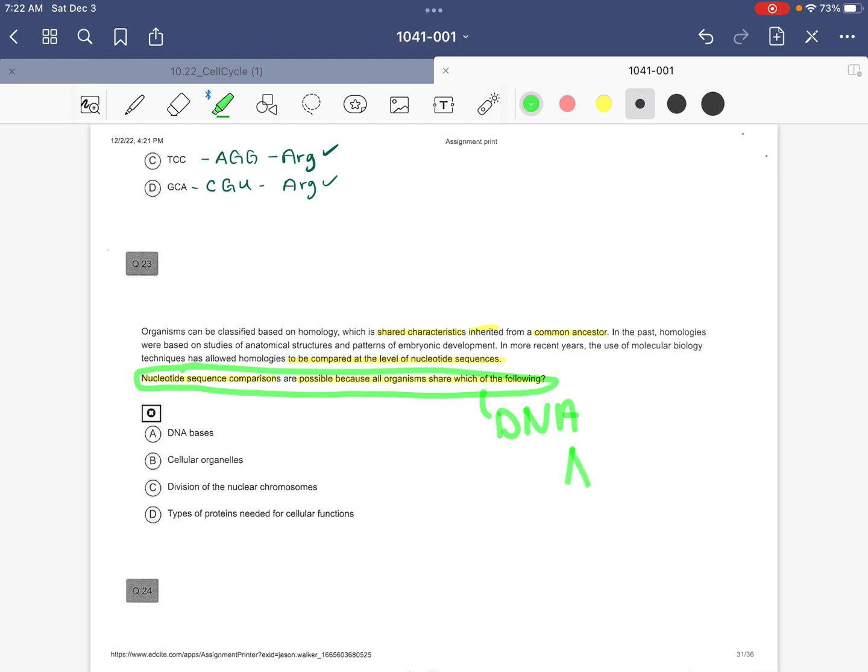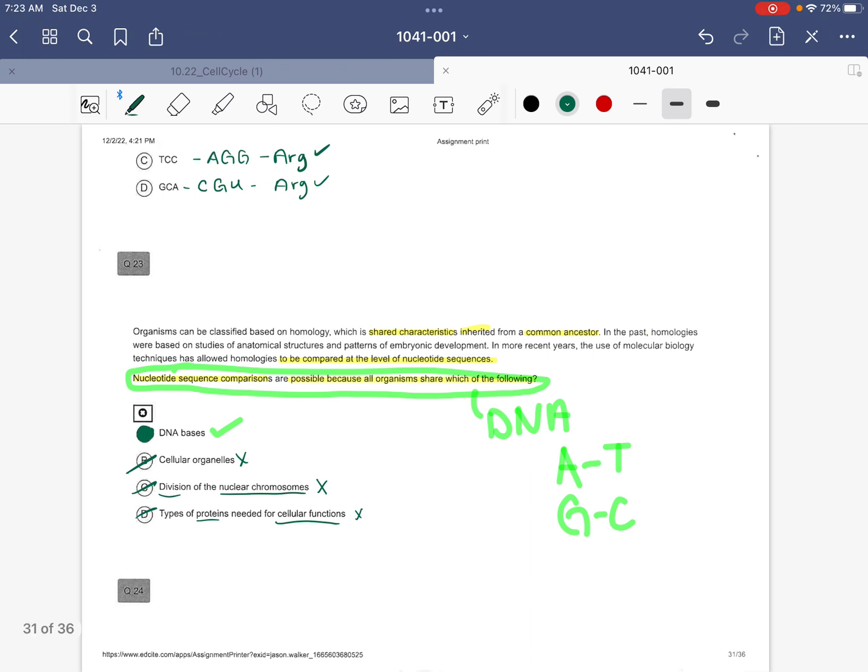Our nucleotide sequences, all organisms share what? We know we share DNA, which is A, T, G, C. So we do share DNA bases. We do not all share organelles. Remember, prokaryotes and eukaryotes have different ones. The division of nuclear chromosomes, not everyone goes through that specific process, and types of proteins needed for cellular functions. So remember, what do we all have in common? Our DNA bases. Our last unit is going to be homology, and homology is how we are all related. We are all related because we all have DNA, and DNA is made up of A, T, G, C. So everything that is alive, again, humans, animals, plants, bacteria, anything that is considered living has DNA. So it is something that's a crazy concept that we all share one thing, even though we're all so different.